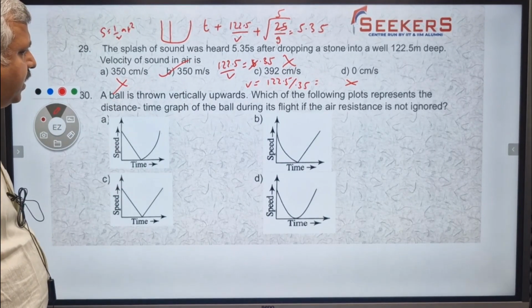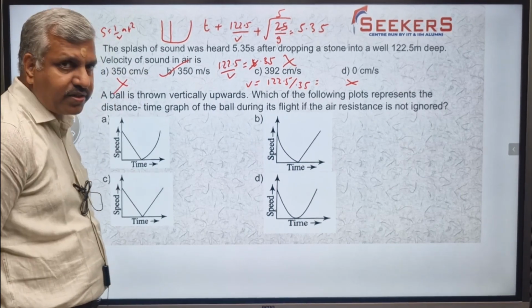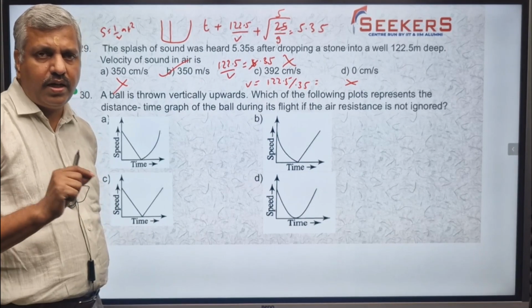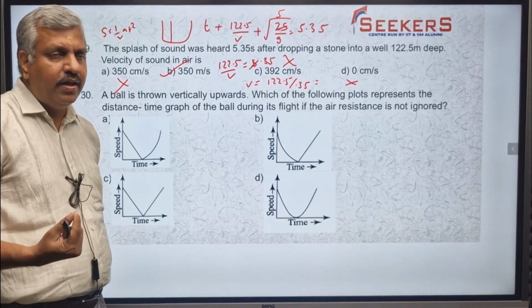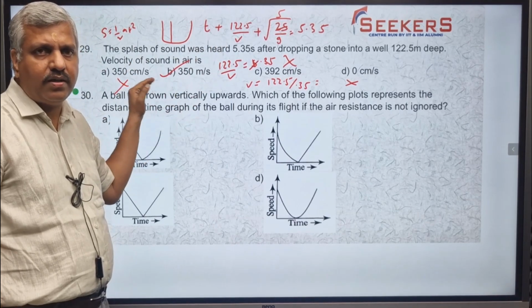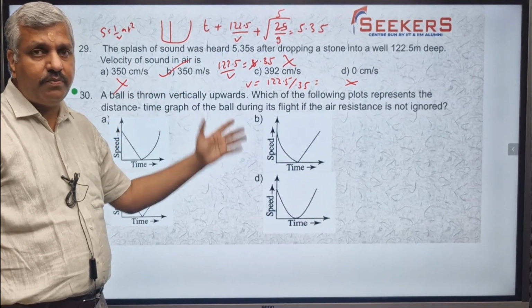A ball is thrown vertically upwards. This is one more thing that I have seen. There are many questions which come, especially in the NEET exam, where the question may appear to be very difficult, but if you look at the options, it will be very easy. So as a matter of practice, whenever you are seeing the questions, please look at the options also. The question may appear to be very difficult, but the options will make it very easy.